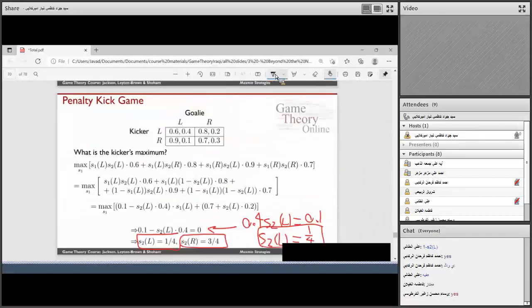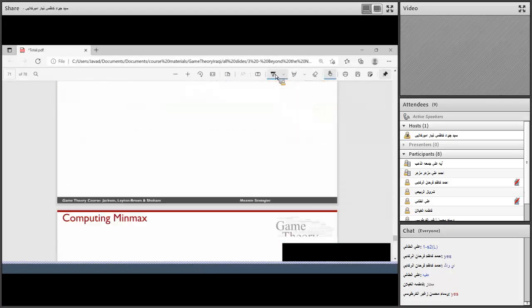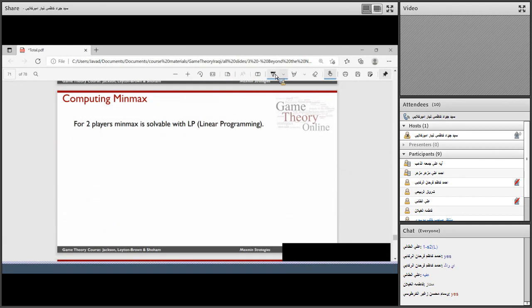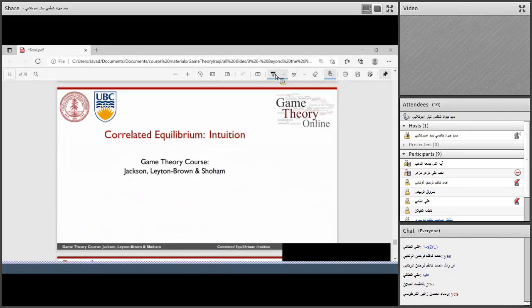So we did a min-max and a max-min, and what it's saying here is that for two players, min-max is solvable with linear programming. And this is what that means. And we're fine. We don't need to go further into it.